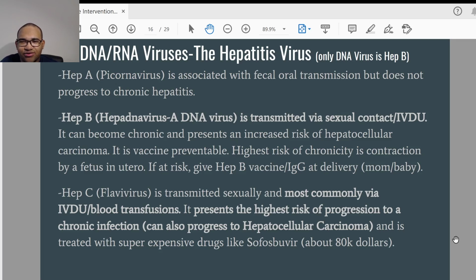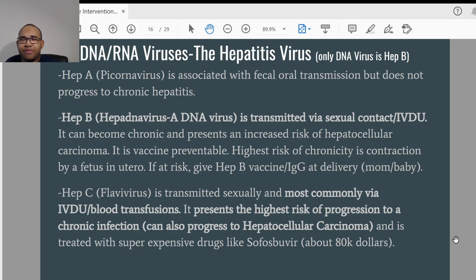Again, sexual contact for the most part, kind of ignore the IV drug use business, although it can be transmitted by IV drug use actually. So it can become chronic, and again, it increases risk for hepatocellular carcinoma. So actually, the Hep B vaccine is one of those vaccines that have been shown to decrease the risk of cancer, right? That can be a very simple question that your friends at the MBME can ask you, right? The HPV vaccine is also one of those anti-cancer vaccines, essentially, right?